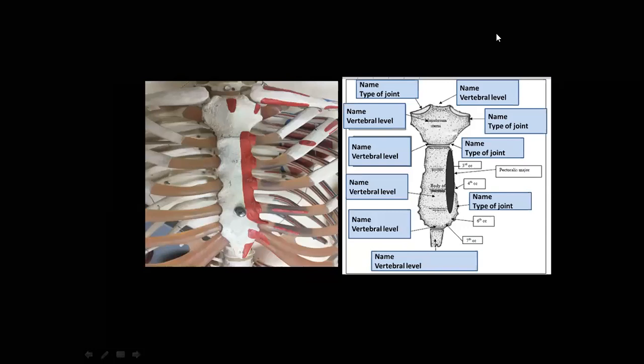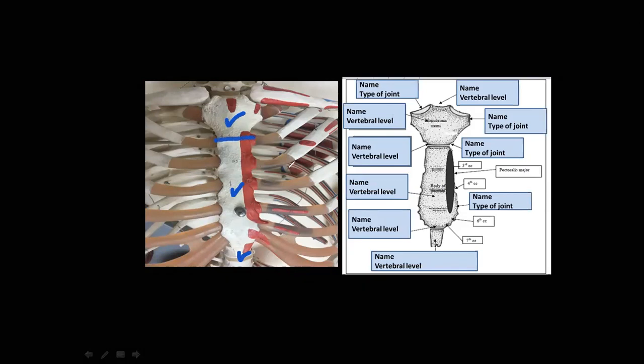This is the sternum. The first thing in the sternum, you must know the three parts of the sternum. Identify this part. Manubrium sterni. This one, body of the sternum. This one, xiphoid.